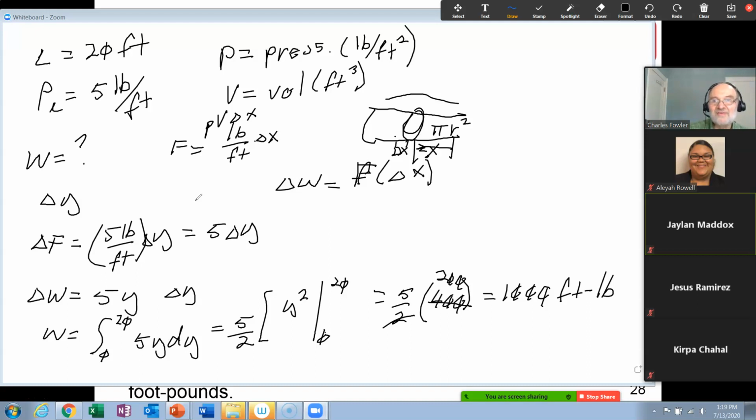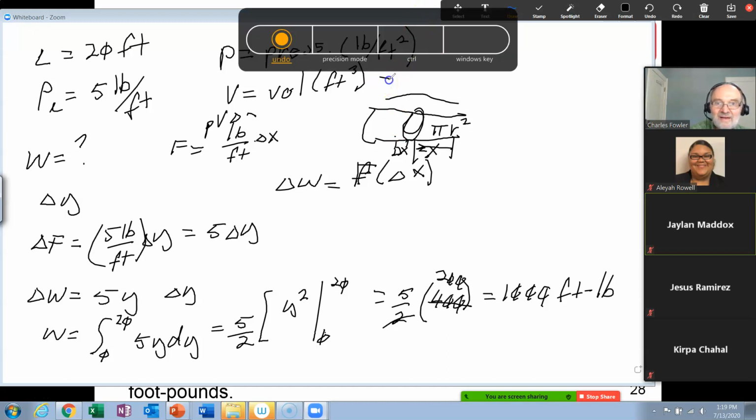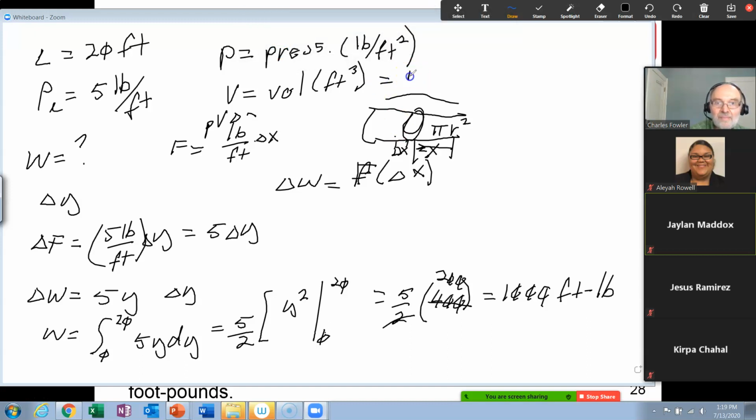The volume increment though is your area times your delta x. So the volume is pi r squared delta x. That's your delta V. They're not printing this too well.